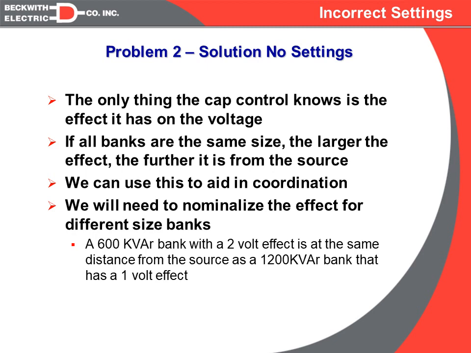But we need to make sure that we normalize all the sizes, because a 600 kVAR bank with 2 volt delta voltage and a 1200 with 1 volt would be the same distance from the source. So I can't look at just the delta voltage. I have to have the delta voltage normalized off the size of the cap banks. So we would have to pick one size, which would be the largest size cap bank on our system, and then normalize the delta voltages of all the smaller banks. So in this case, we would double the size of the delta voltage on a 600 kVAR bank to make it equivalent to a delta voltage on a 1200 kVAR cap bank.